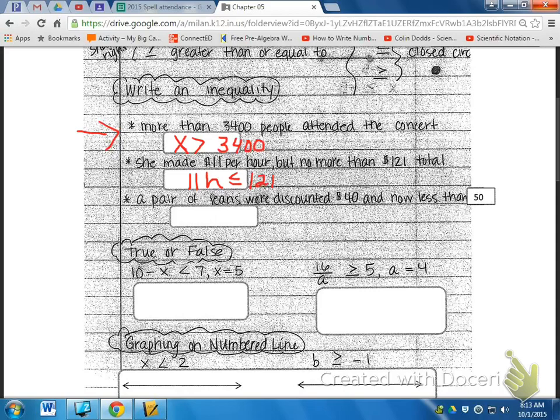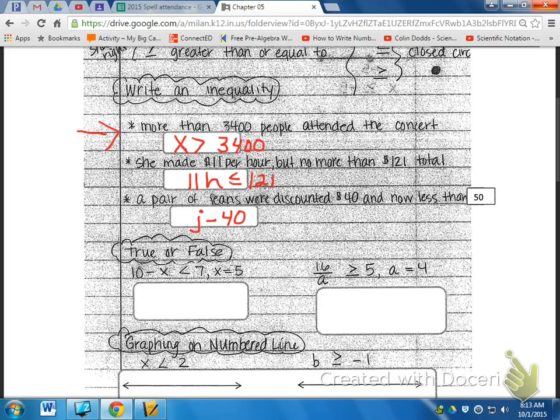Okay, last one. A pair of jeans were discounted $40 and now less than $50. So what's the thing that we really don't know? How much the jeans are. Pick a variable for that. J. Okay, so we've got J. They were discounted $40. How could we show that? So they were J and then discounted 40. How could you show that? Minus 40.